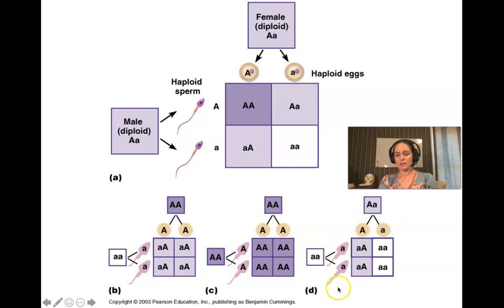Heterozygous plus homozygous recessive, 50% chance of heterozygous offspring, 50% chance of homozygous recessive. The best way to learn this is to do it. And if I ask you a test question that means that you need to determine probabilities, you really have to write it out and do it. Nope, don't memorize this. This is not for memorization.